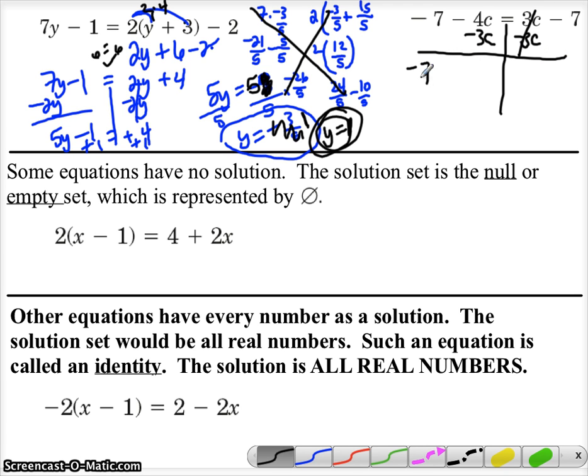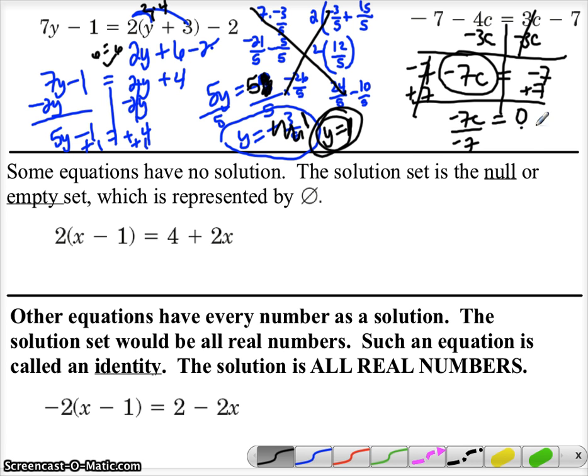So negative 4 minus 3 is negative 7c equals negative 7. Here's our variable term. That's a negative 7, so I'm going to add 7 to both sides. Negative 7c equals negative 7 plus 7, which is 0. Well, divide by negative 7. C equals 0, and that is perfectly fine. Okay, perfectly fine to have 0 as an answer.